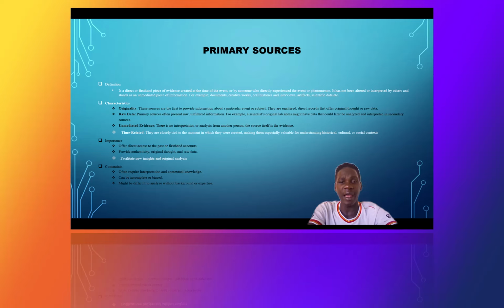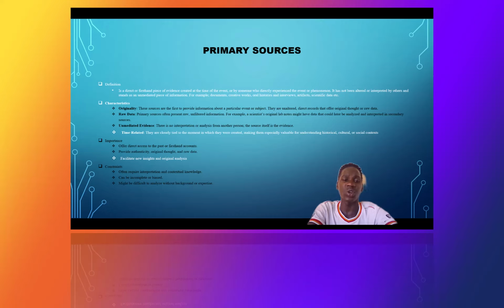They are unaltered direct records that offer original thought or raw data. These are self-explanatory words, these are English words, right? And we come to raw data. Also, it's self-explanatory. I have told you this is raw. It is first-hand information, it means it must be raw. It's not processed. So primary sources often present raw, unfiltered information. For example, scientists' original lab notes might have data that could later be analyzed and interpreted in secondary sources. You get that, right?